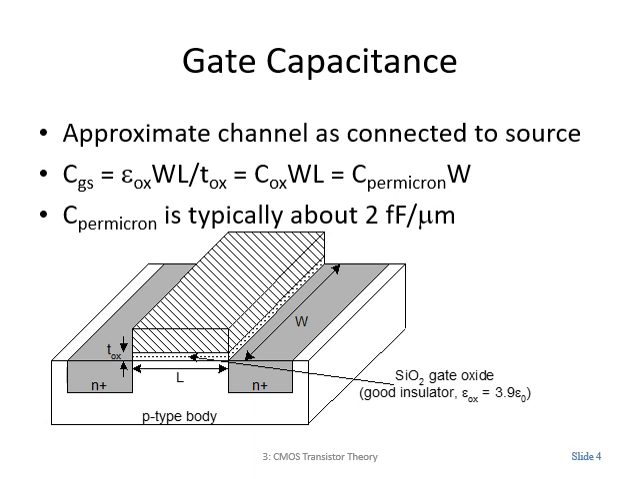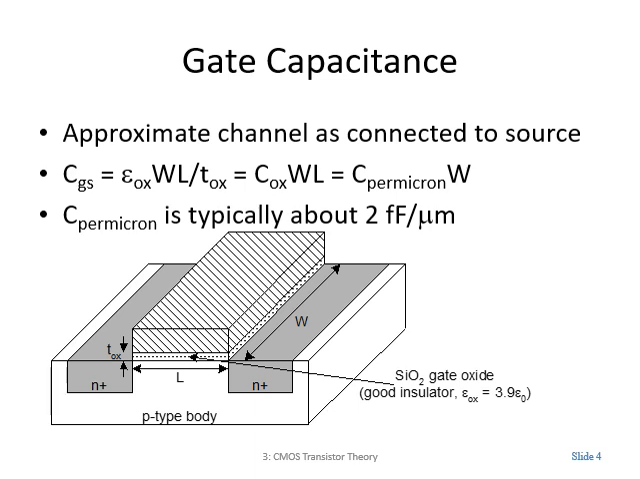Here we have the channel approximately connected to the source. CGS equals COX times width and length of the capacitor. COX is epsilon OX divided by TOX, where epsilon OX is the oxide permittivity and TOX is the oxide thickness. Next we have C per micron into width.